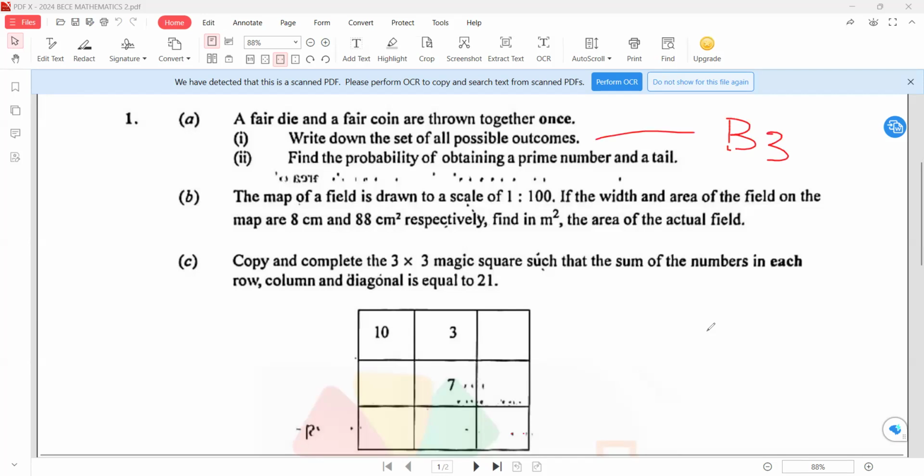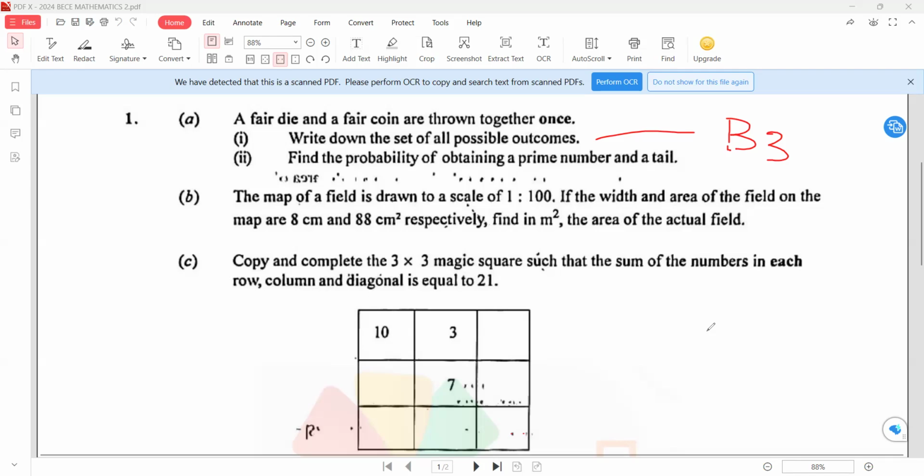Then, when you find the probability of obtaining a prime number in a table, first you have to list the favorable outcomes, which are T1, T2, T3, T5, as we did, and we get B1 for that. Then, if you're able to write it as 3 out of 12, you get M1. And if you reduce that fraction to 1 out of 4, you get A1. Now, in all, question 1A took 6 marks.